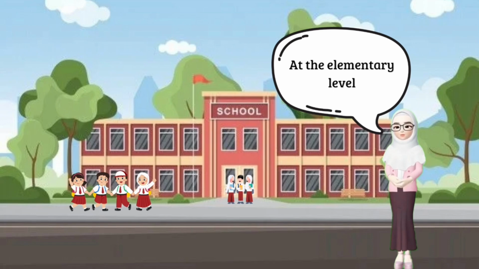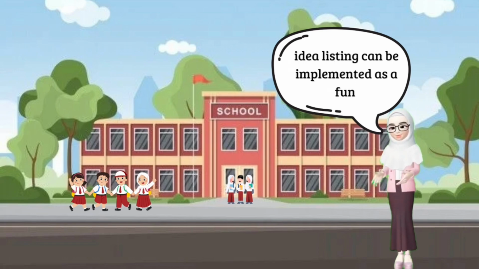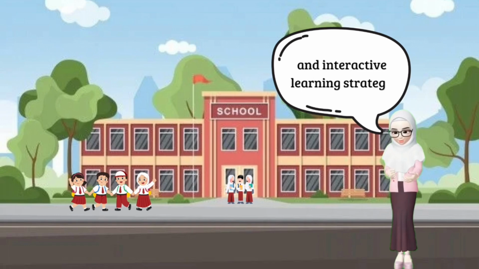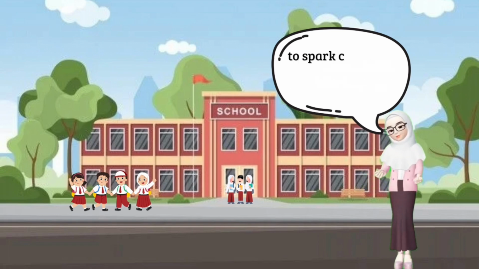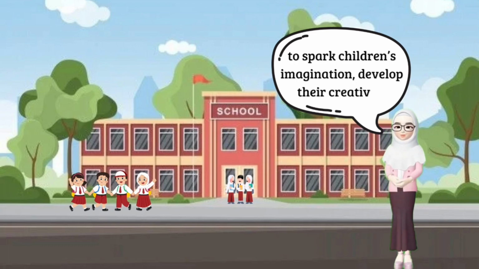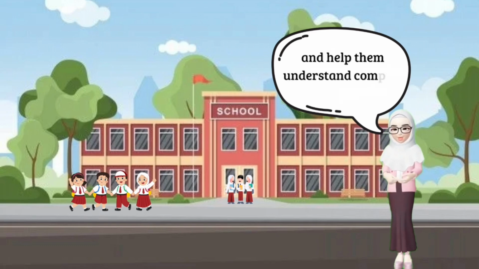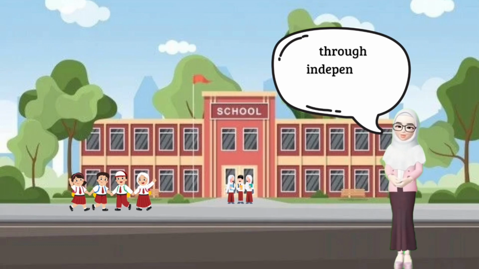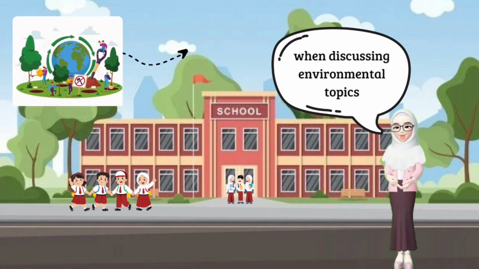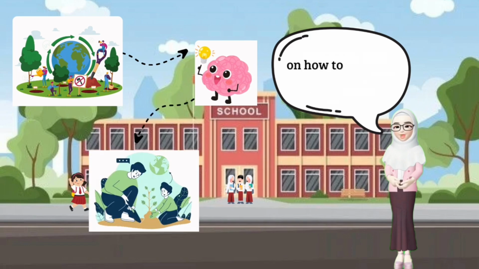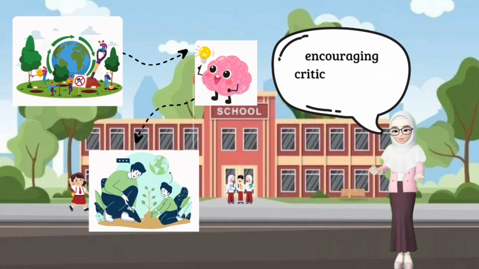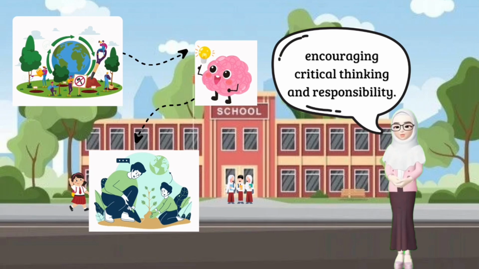At the elementary level, ideal listing can be implemented as a fun and interactive learning strategy. Teachers can use this technique to spark children's imagination, develop their creativity, and help them understand complex concepts through independent exploration of ideas. For example, when discussing environmental topics, students can be asked to come up with ideas on how to preserve nature, ensuring critical thinking and responsibility.